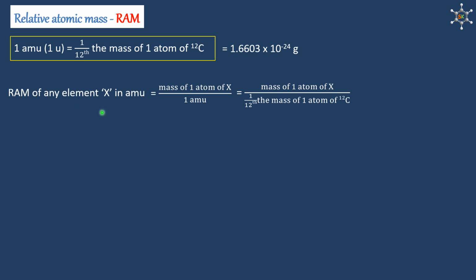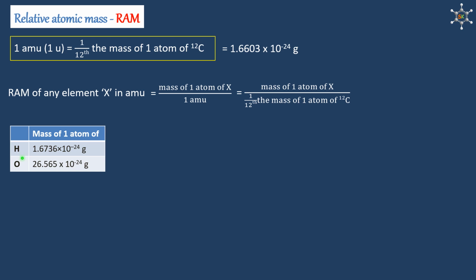Let us consider the example of hydrogen and oxygen. We know that mass of one atom of hydrogen is 1.6736 × 10^-24 grams, and that of oxygen is 26.565 × 10^-24 grams. If we have to express the mass of one atom of hydrogen and that of one atom of oxygen in AMU, then we have to divide these numbers by 1.6603 × 10^-24 grams.